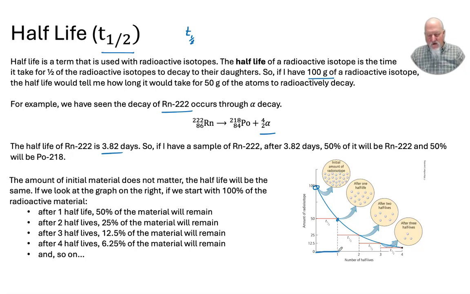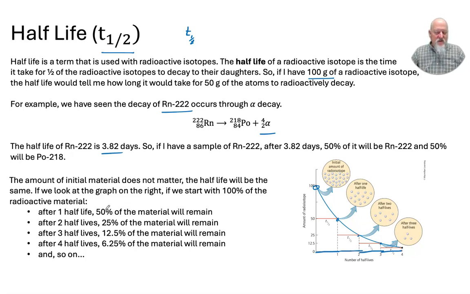After another half-life, we're now down to 25. After 2 half-lives, we have 25% of what we started with still remaining. The rest of it has gone through the radioactive process and decayed. If we wait 3 half-lives, we're now down to 12.5% of the amount of material that we started with. If we wait a fourth half-life, we're down to 6.25% left.